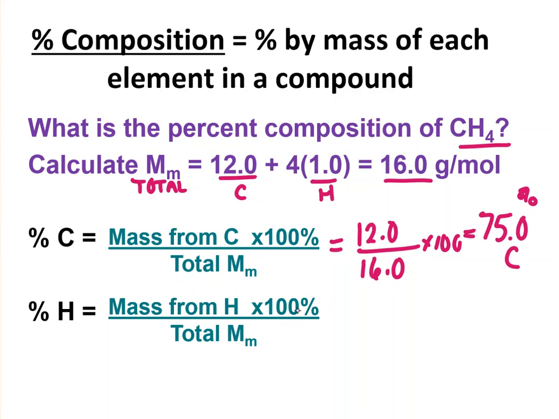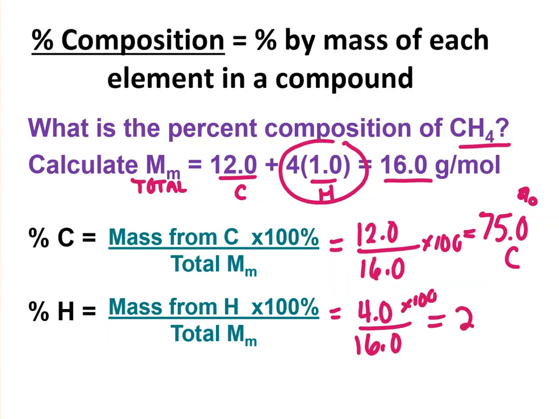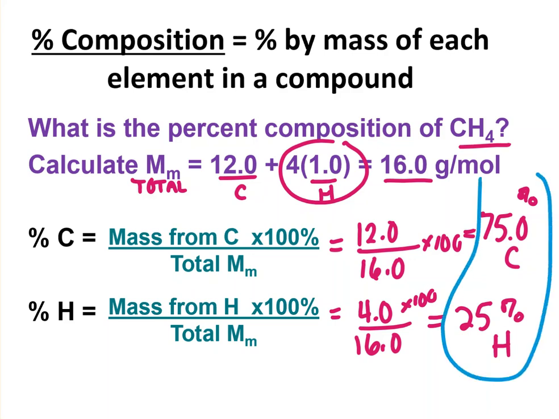And then for hydrogen, I'm getting this from here. It contributed 4 to the total of 16. Okay, and this is what we mean by a percent composition. It's these two numbers right here.